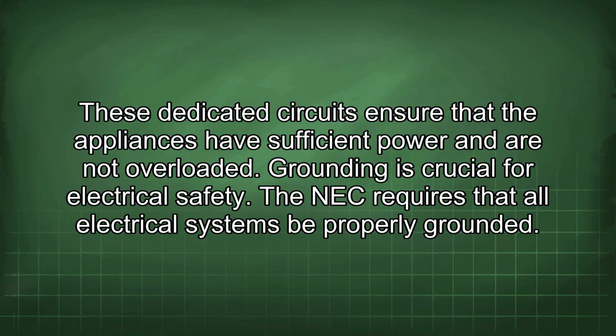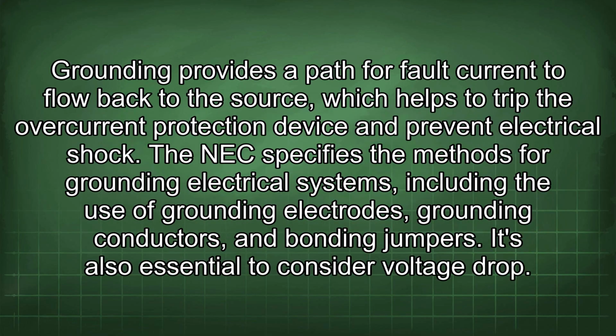Grounding is crucial for electrical safety. The NEC requires that all electrical systems be properly grounded. Grounding provides a path for fault current to flow back to the source, which helps to trip the overcurrent protection device and prevent electrical shock. The NEC specifies the methods for grounding electrical systems, including the use of grounding electrodes, grounding conductors, and bonding jumpers.